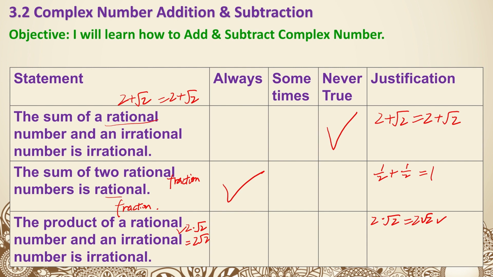But at the same time, we have a very special rational number that is 0. 0 multiplied with anything is a 0. So 0 times square root of 3, for example, that's a rational number multiplied with an irrational number. That's going to be a 0. So the top one remains irrational, but the bottom one is actually a rational number, which is why this is sometimes true. It's not always true, but it's also not never true.